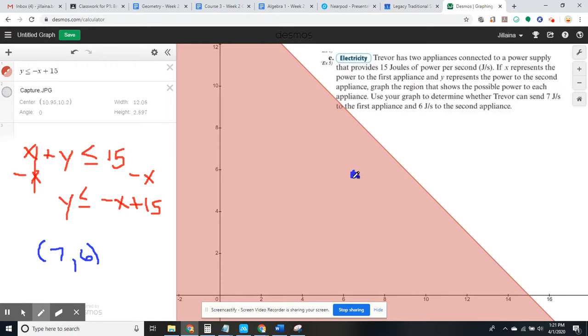And since that value is in the shaded region, then yes, he could send 7 joules to the first appliance and 6 joules to the second appliance. Hope this breaks this down and makes it seem a little less confusing.